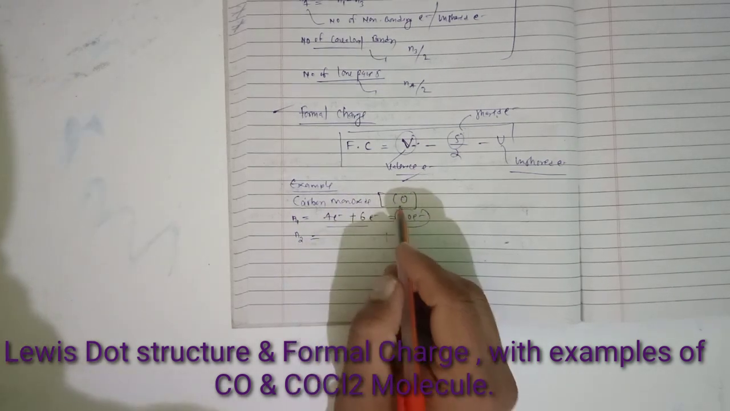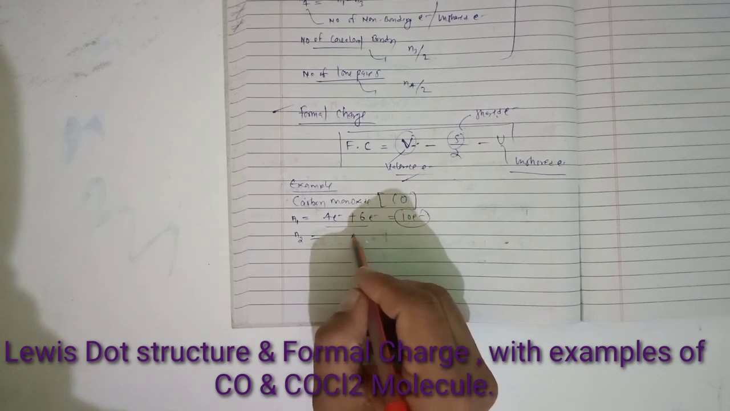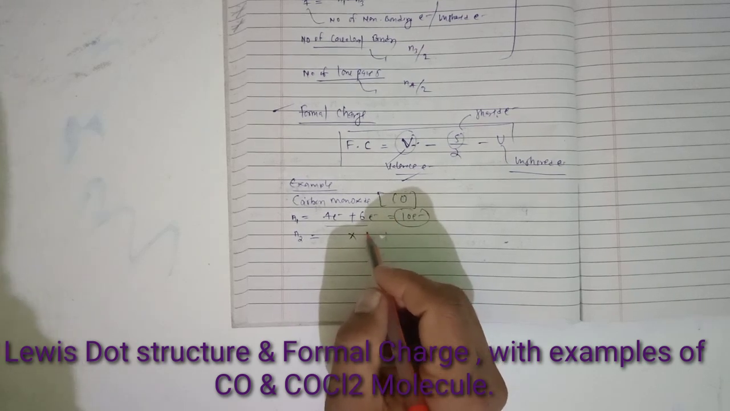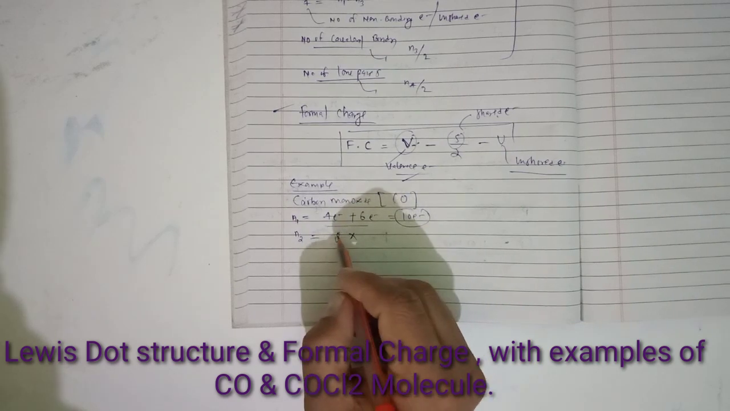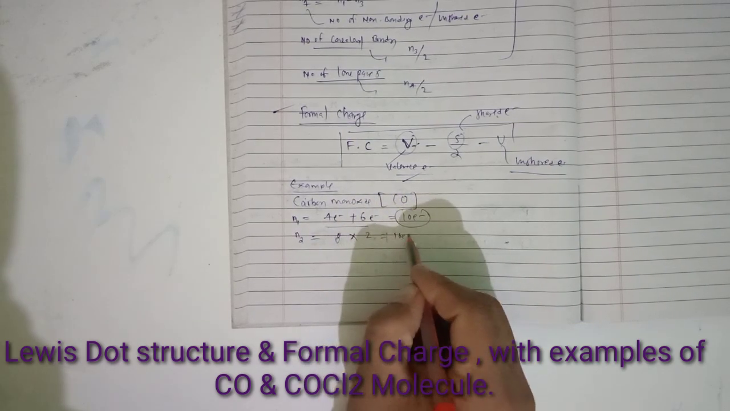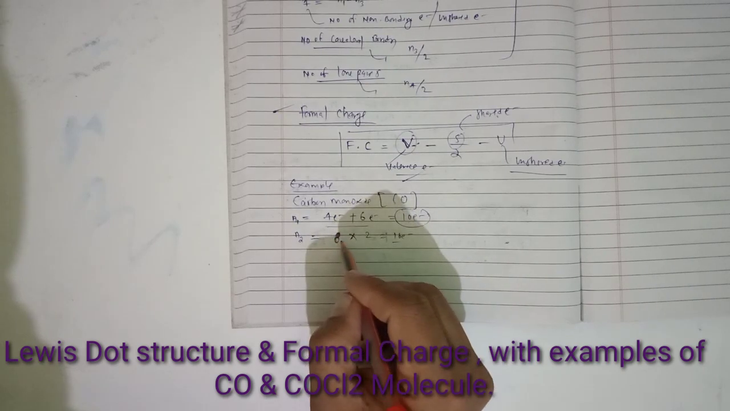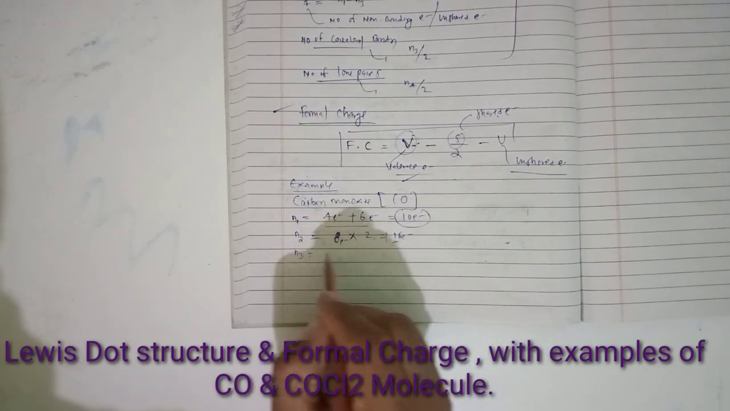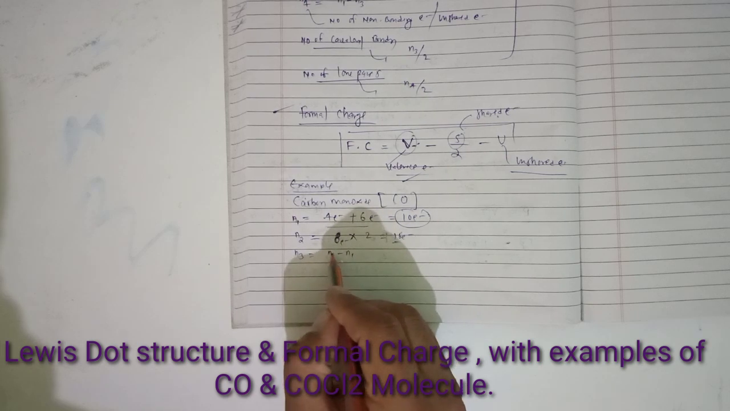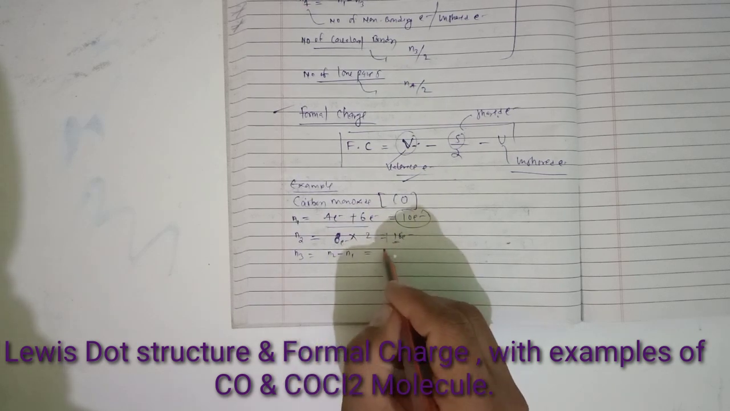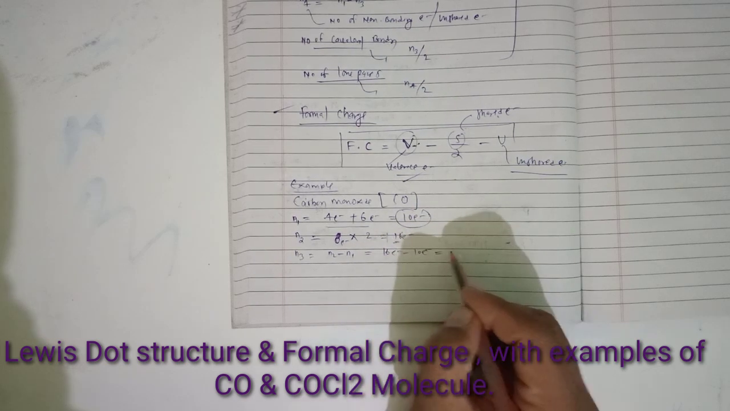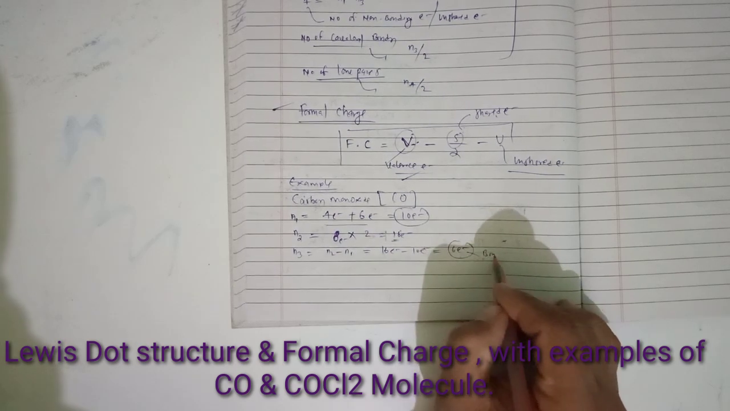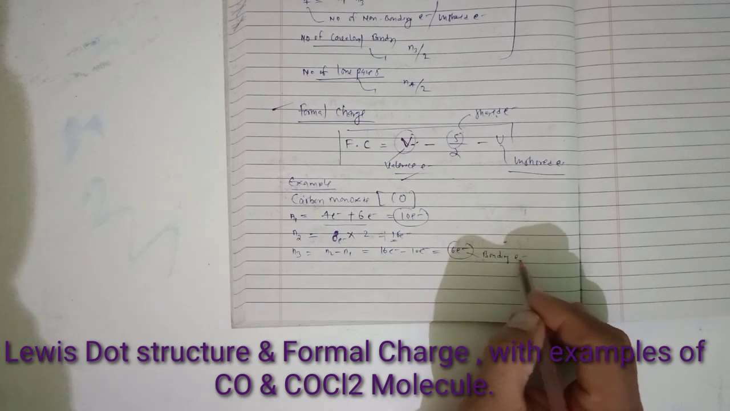Here carbon is an other atom, and oxygen is also an other atom. So 8 is multiplied by 2 other atoms, so it is 16 electrons. 8 means completing the octet, 8 electrons multiplied by 2, that will be 16 electrons. Now let us find N3. N3 we get by subtracting N1 from N2, so 16 electrons minus 10 electrons is 6 electrons. This 6 indicates the bonding electrons, or shared electrons.